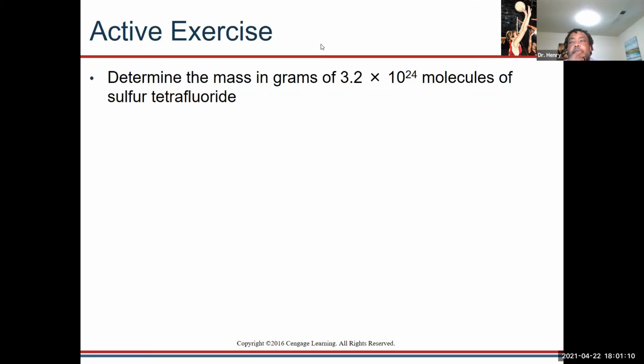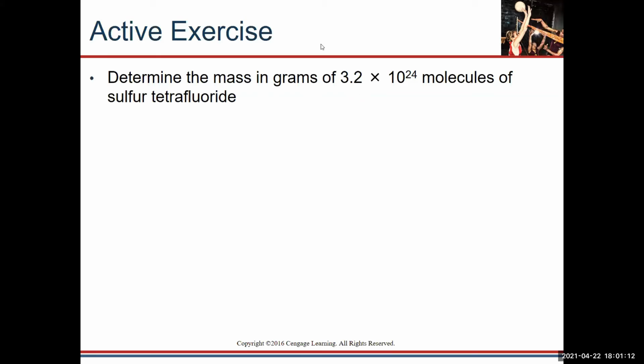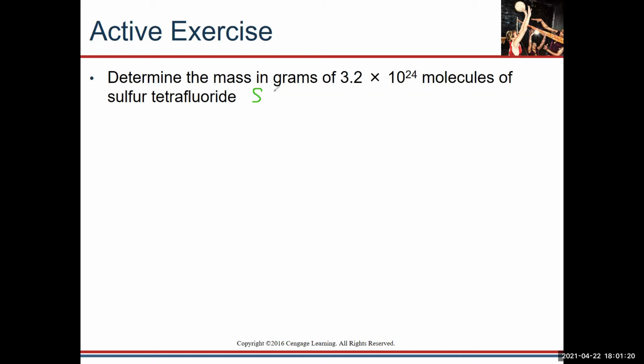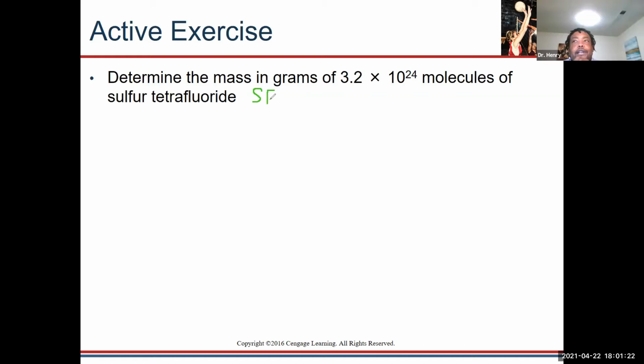Is it S2F4? You said S2, F4. Okay, SF4. Sulfur, and then we have 4 fluorine. Okay, so that gives us the chemical formula. So what am I going to do next?